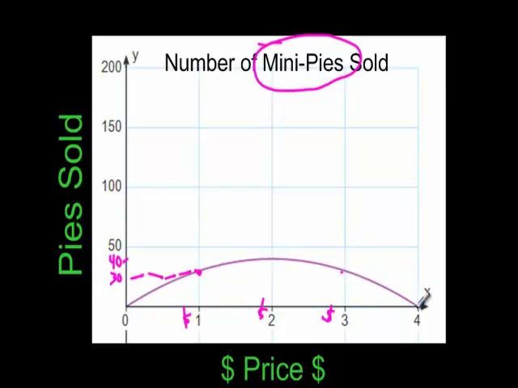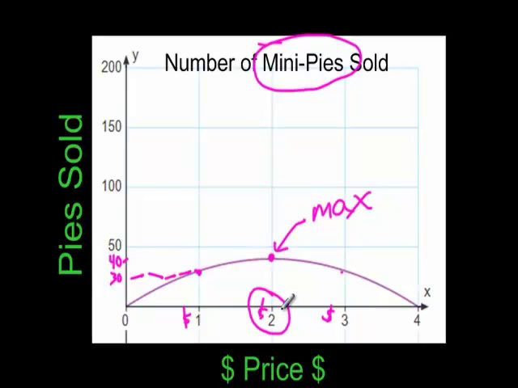So if you were a business owner and you wanted to figure out the best price for pie, you want to pick, remember, is that the maximum or the minimum? You want to pick the maximum height of this graph. And you want to say $2 is the best price. So 40 pies are sold when the price is $2. That is the best possible price that you should sell the pie for.